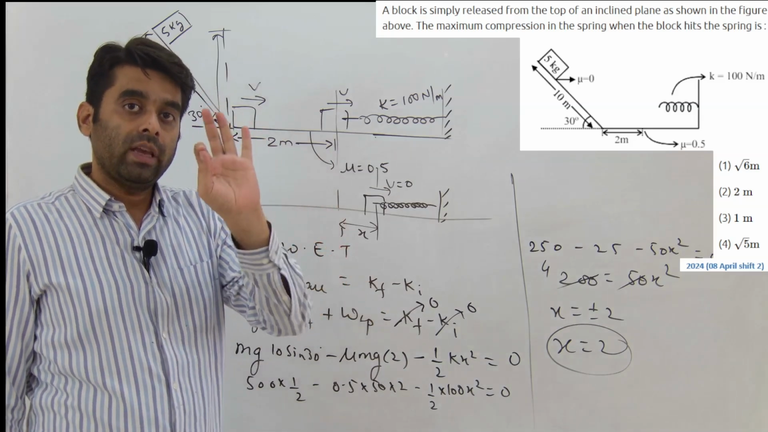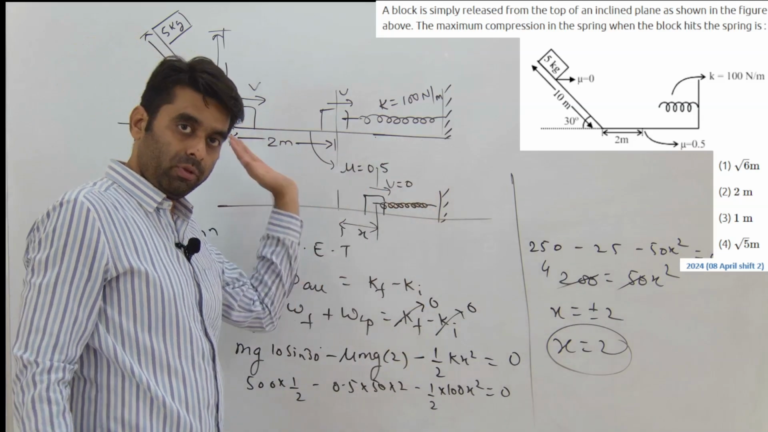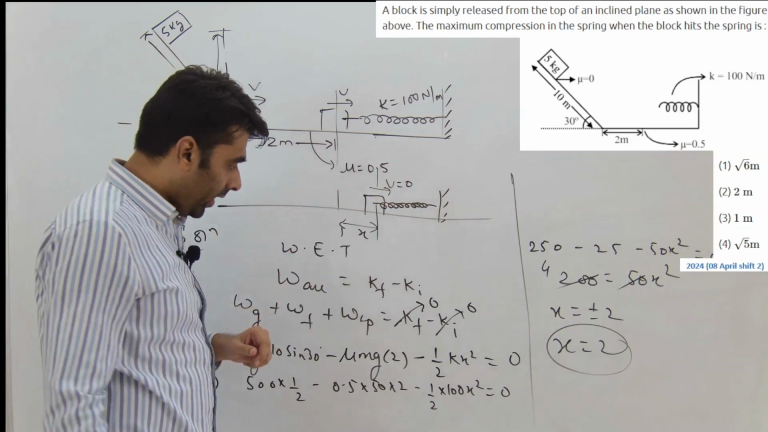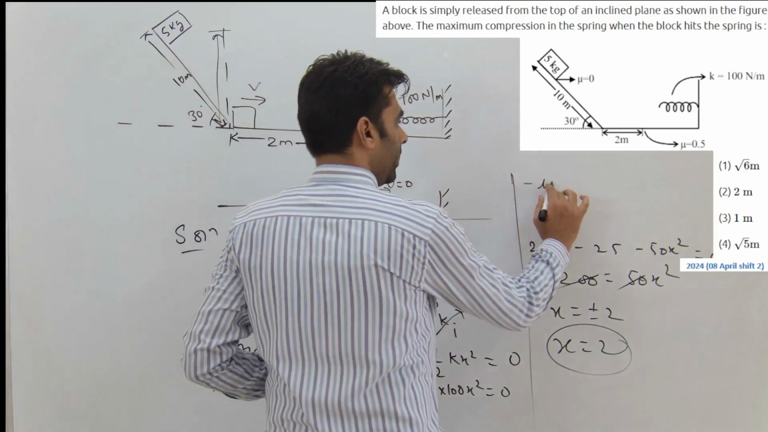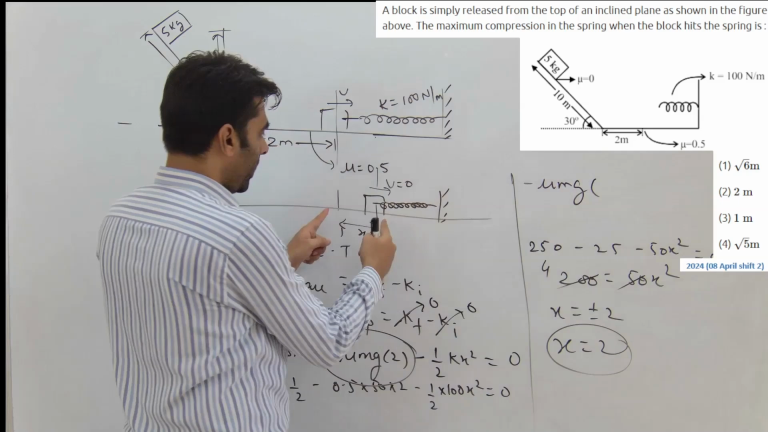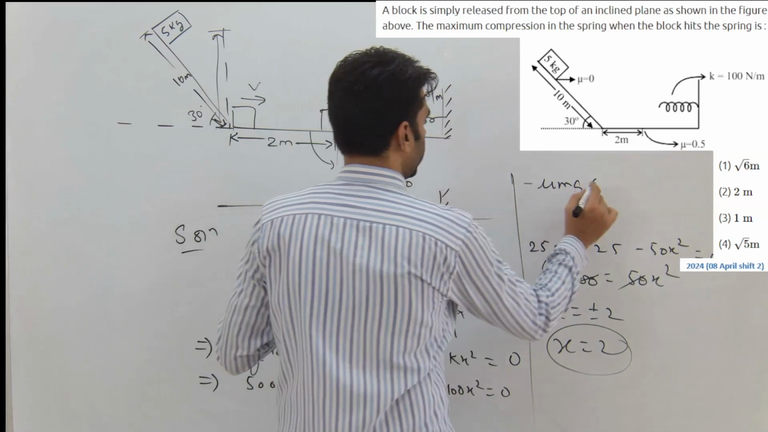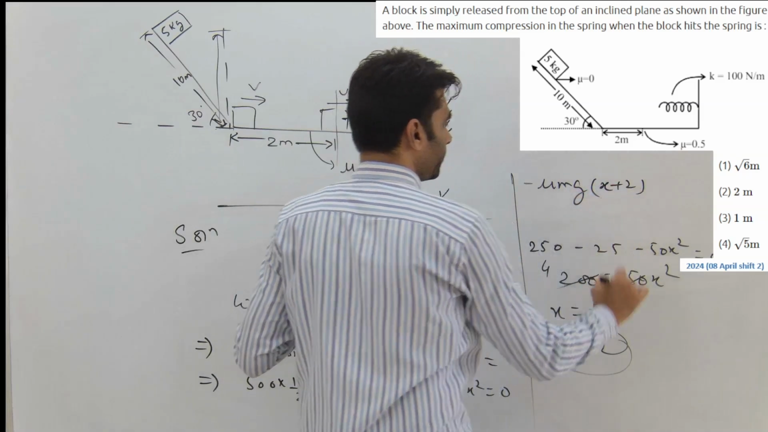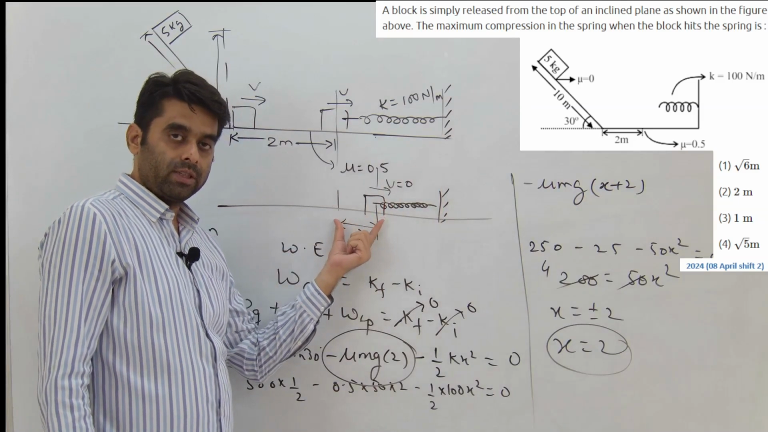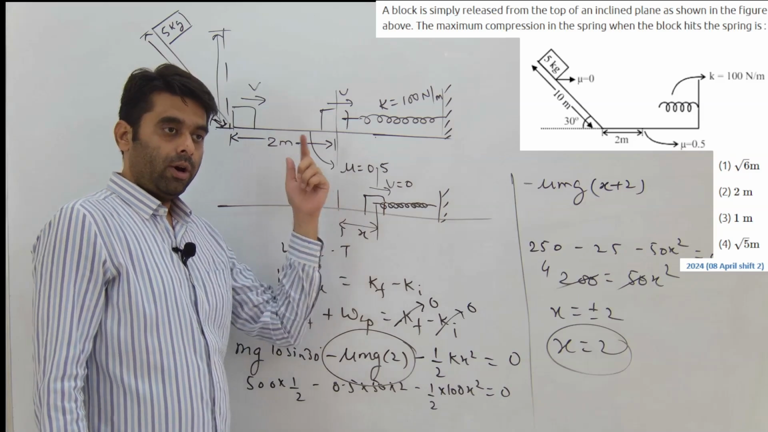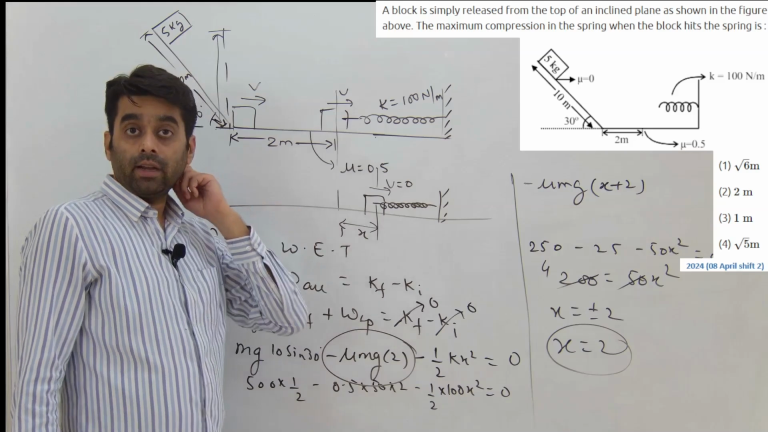Let's suppose any student takes 0.5 for the whole horizontal surface, that means the full surface is rough. Then what will happen? In the work done by friction, the relation will be minus mu mg, and in this part of the journey friction will also be doing work. That means displacement will be 2 plus x, or I can write x plus 2, right? When you bring this x also into the picture, x plus 2 as the displacement for friction, you will get a quadratic basically.